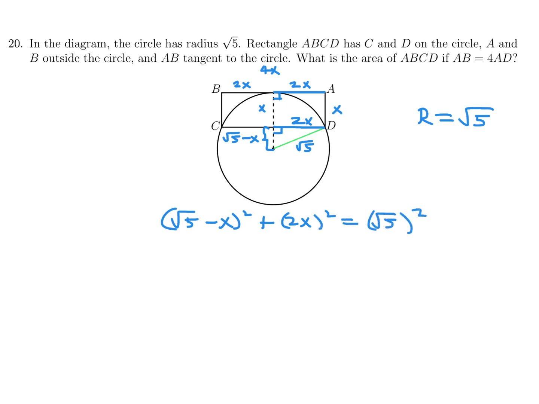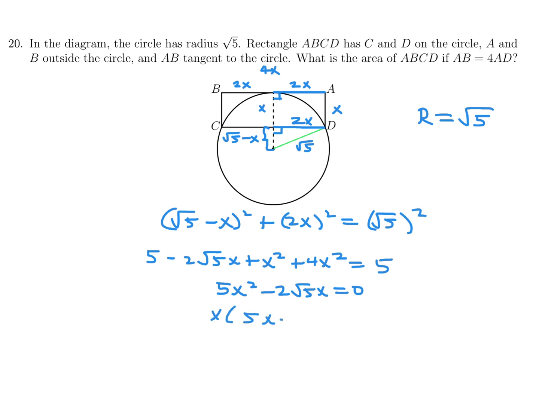So let's do this. So we got 5 minus 2√5x plus x squared plus 4x squared is equal to 5. So let's see here, 5x squared minus 2√5x is equal to 0. So divide through by x, and that'll be 5x minus 2√5, so therefore this would be 0. So 5x would be equal to 2√5. So x is equal to 2√5 over 5.